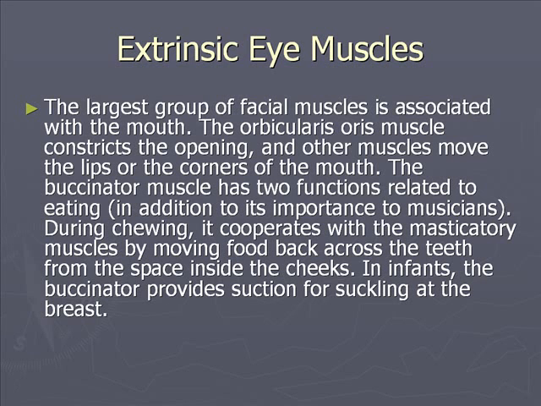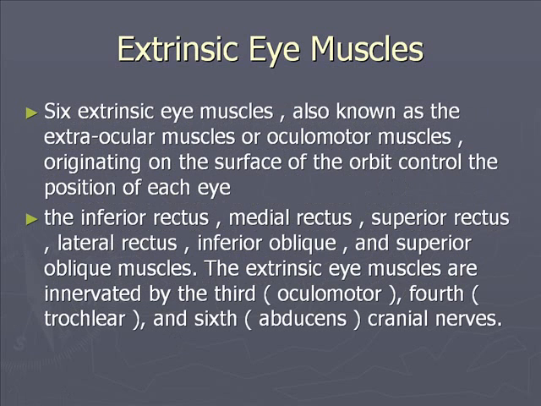In infants, the buccinator muscle provides the suction or suckling of the breast. And then we get to the extrinsic eye muscles. There are six of them, all related to extraocular or oculomotor muscles originating on the surface of the orbit. They position the eye and control the movement of the eye. They include inferior rectus, medial rectus, superior rectus, lateral rectus, and the oblique muscles, inferior oblique and superior oblique, which help control the 360 degree movement of the eye.